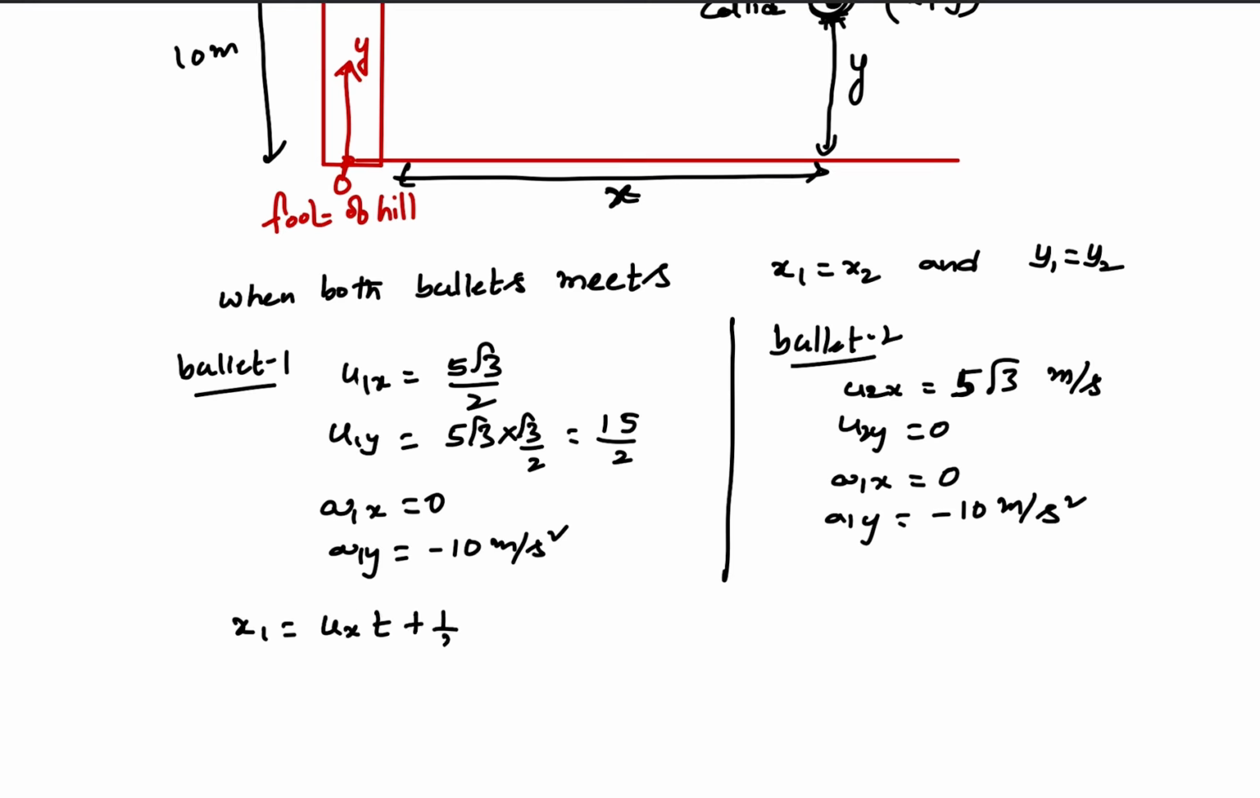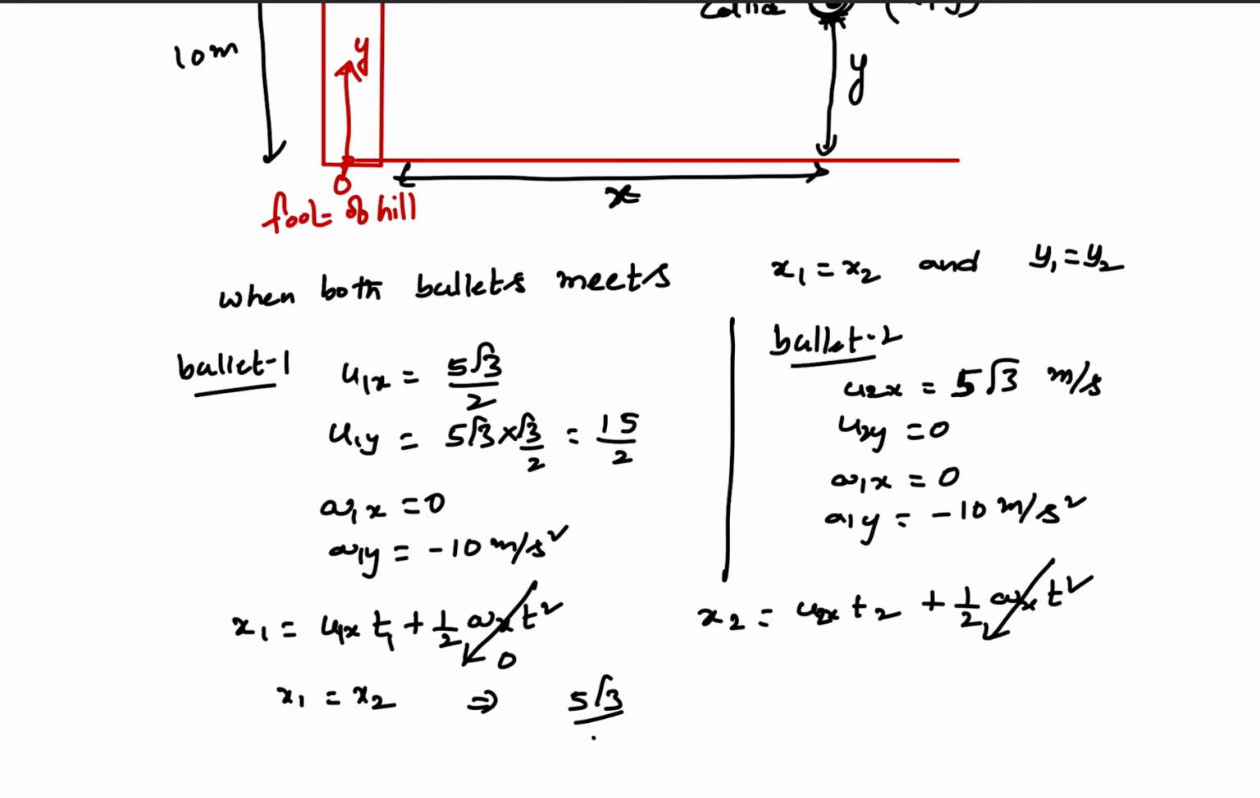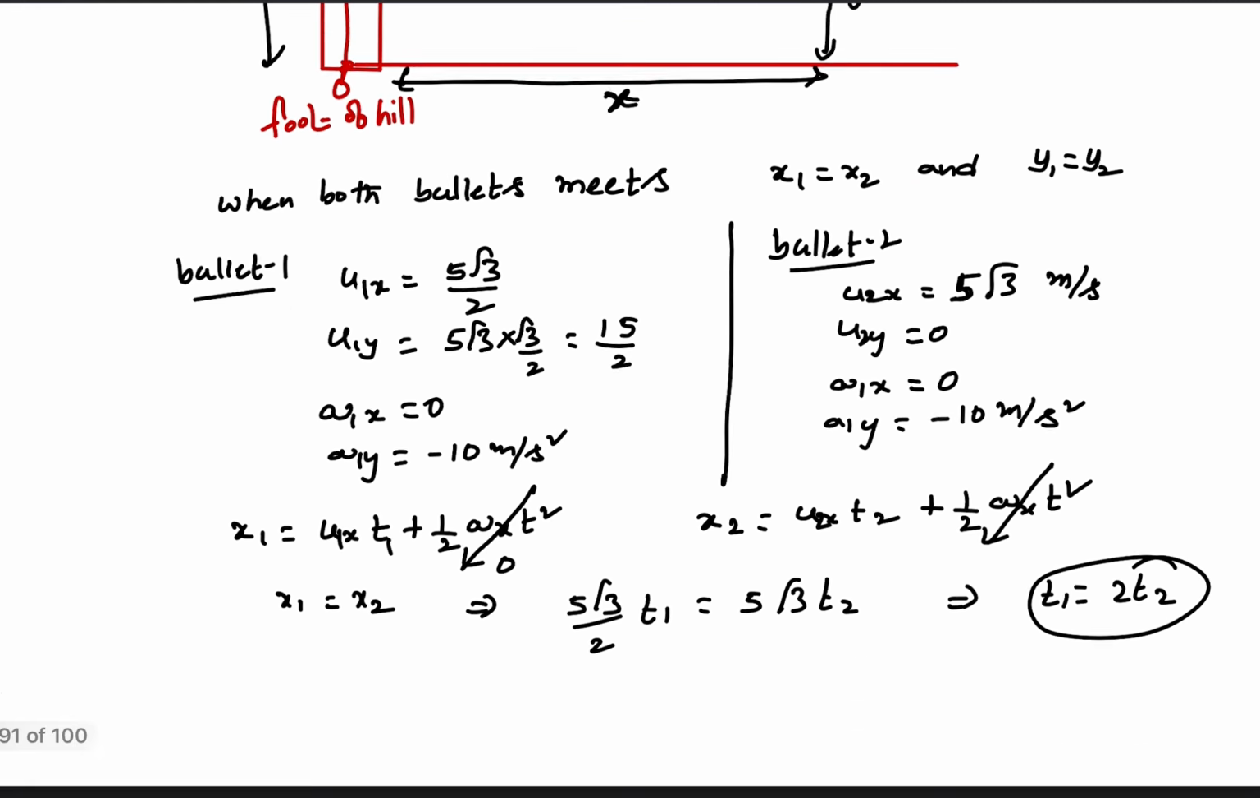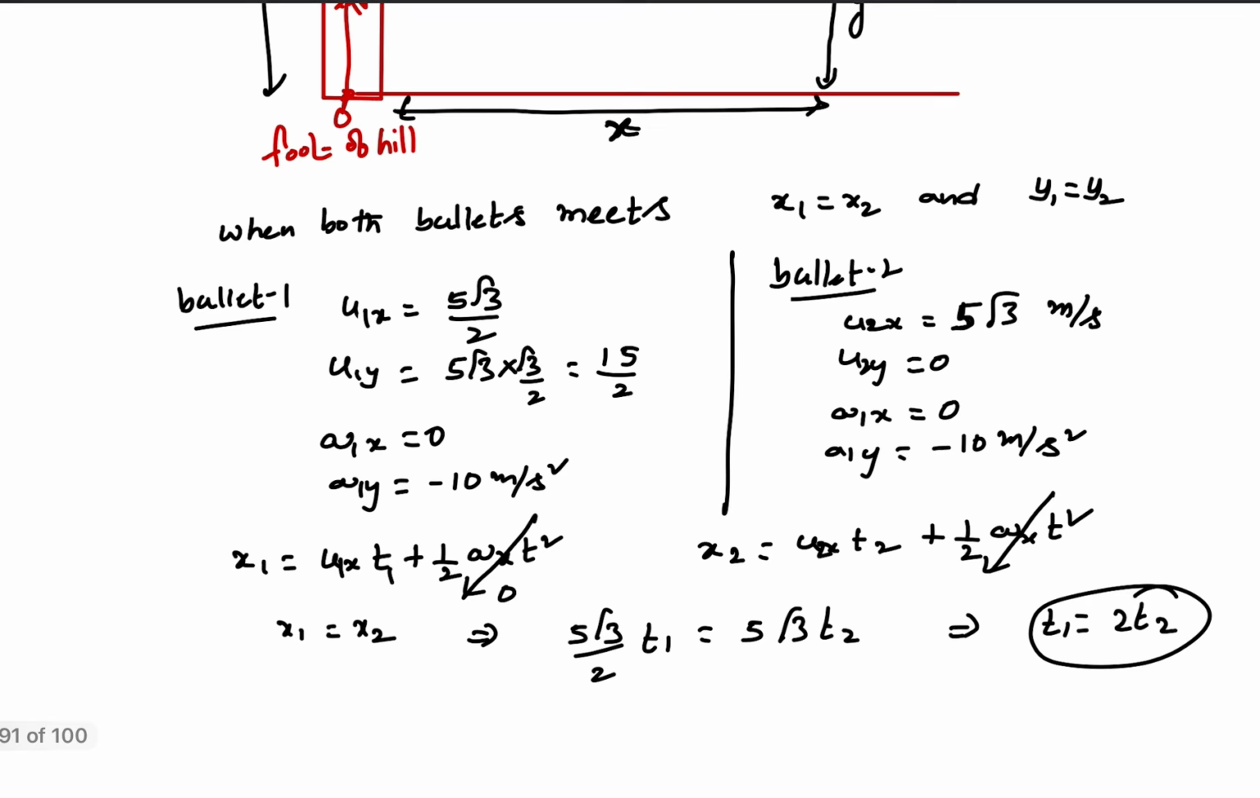You can use that x1 is equal to u1x t1 plus half a1x t1 square, where a1x value is 0. Now x2 is equal to u2x into t2 plus half into a2x into t2 square, and that value is 0. We can write x1 is equal to x2. It implies u1x, which is 5 root 3 by 2 into t1, equals u2x, which is 5 root 3 into t2. From this I can write t1 is equal to 2 t2. I wrote the one relation.